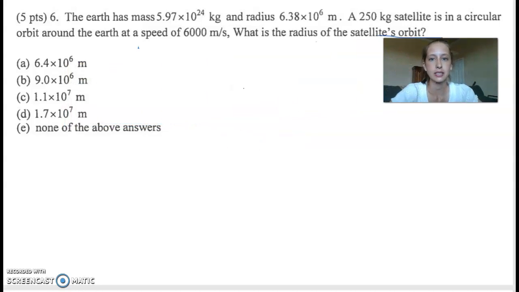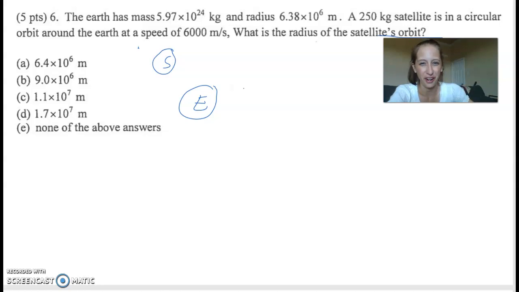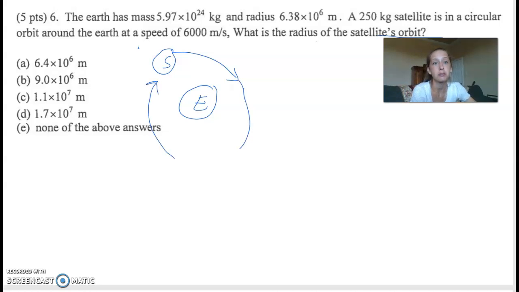Number six, we've got Earth. That's Earth. We have a satellite. That's a satellite. Aren't I a great artist? And it's in circular orbit around Earth. The word orbit means some special things are happening. That means it's moving in a circular path, and it means that it's not speeding up or slowing down. The only change in velocity comes from changing direction.